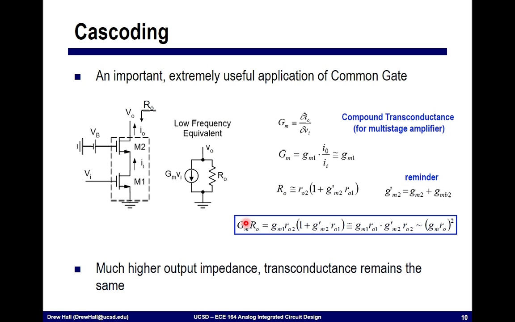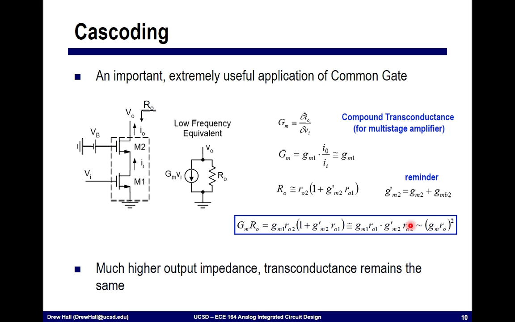Now we can combine this together, and one of the metrics that we used to talk about for a single stage amplifier was the intrinsic gain. The intrinsic gain is the product of the transconductance times the output impedance. For a single stage, it's just GM times RO. Here, we can take this transconductance and this output impedance and multiply them together to find the intrinsic gain of this structure.